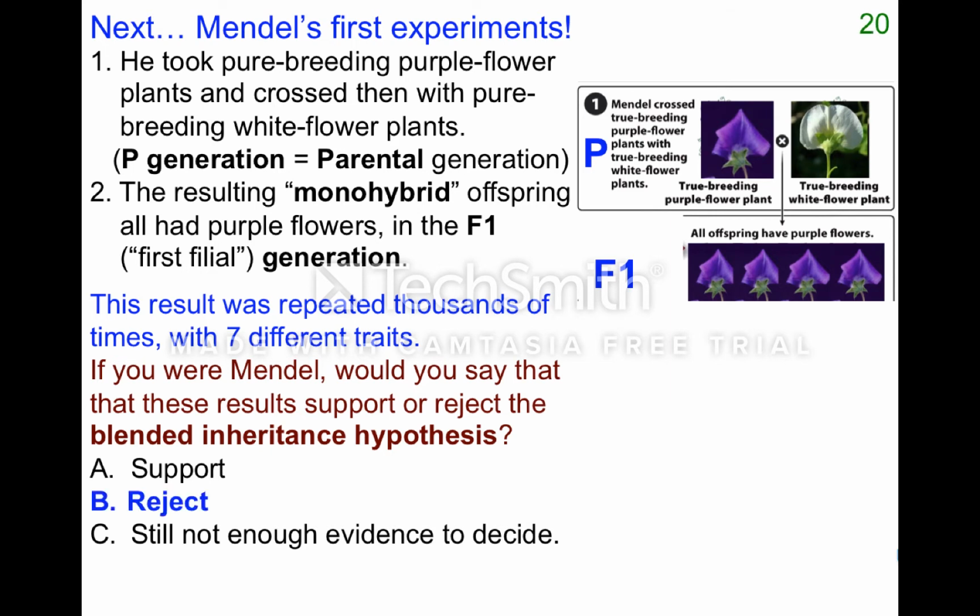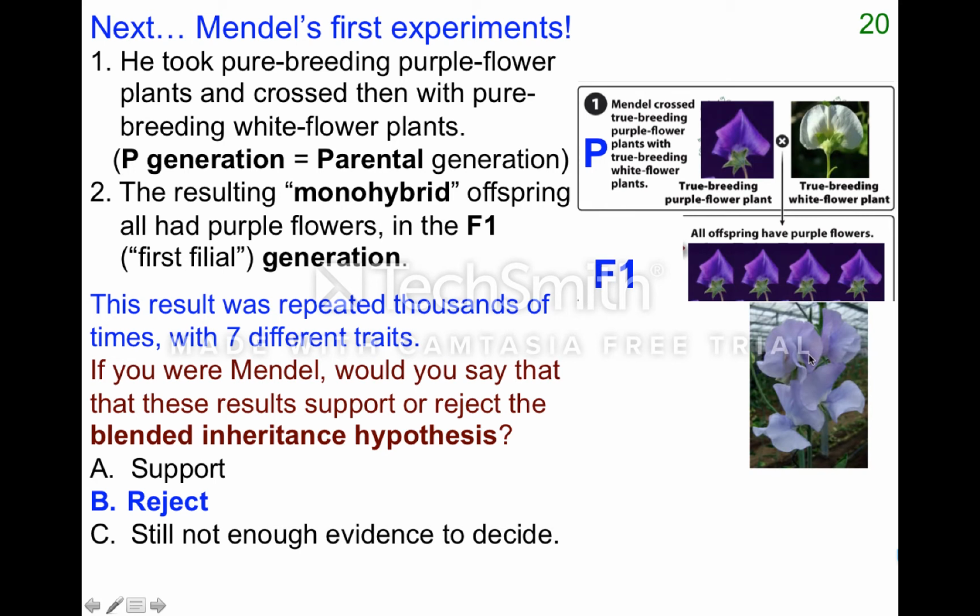Okay, so hopefully you chose B, which is to reject it. Some of you might have said C, that there's not enough evidence to decide, but in fact, the fact that these offspring are not a blend, right? They're not a light purple flower, which is what you'd expect. The blended inheritance hypothesis would say that the offspring are a blend of what the parents have. Since our results consistently point against that, we're able to reject the hypothesis. We're able to say that this is not in play here. This is not true in this case.